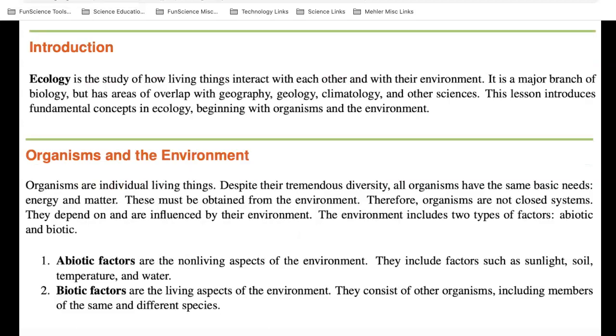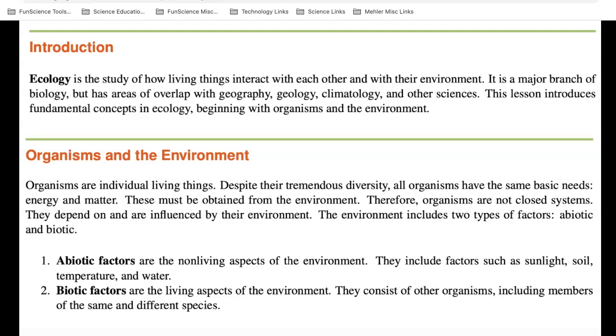As we mentioned earlier in the welcome, ecology is a study of how living things interact with each other and their environment. It is a major branch of biology, but has overlap areas with geography, geology, climatology, and other sciences. One of the first terms that we'd like you to learn in this chapter is the difference between abiotic factors and biotic factors. Abiotic factors are non-living factors such as sunlight, soil, temperature, water, and the amount of precipitation, the amount of rainfall an area gets.